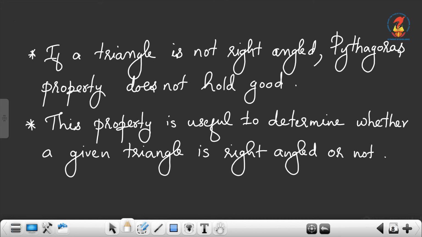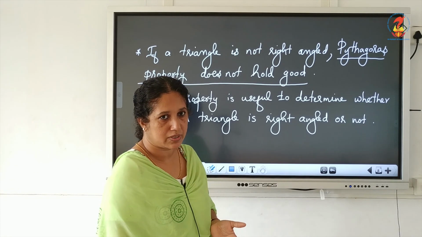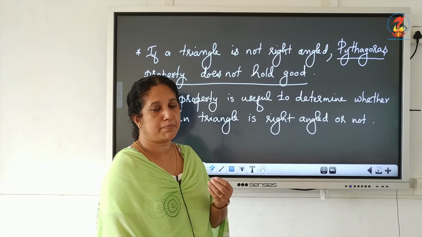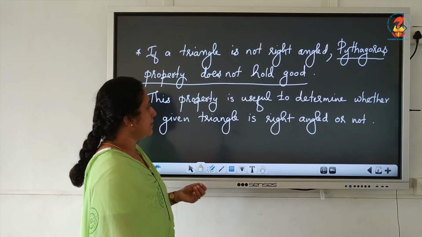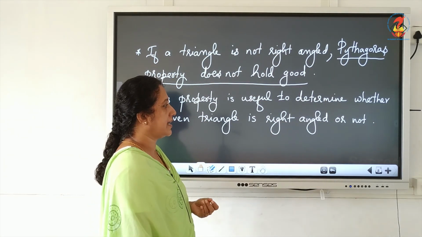Now if a triangle is not right angled, Pythagoras property does not hold good. So the Pythagoras property is not satisfied in the case of a triangle which is not a right angle triangle. This property is useful to determine whether the given triangle is right angled or not. Suppose a triangle is given to you, the lengths of the sides are also given, and you need to know whether the given triangle is a right angled triangle, you can apply the Pythagoras property.